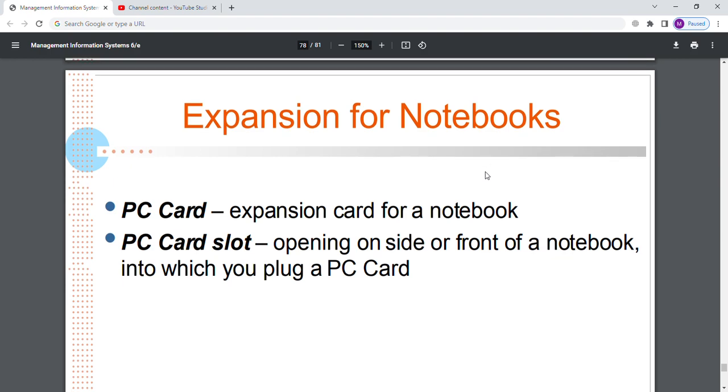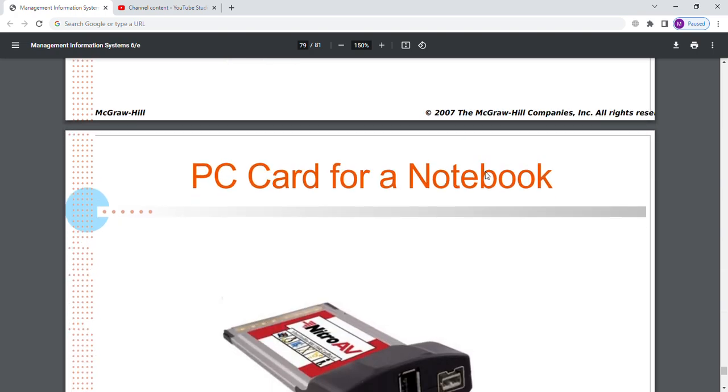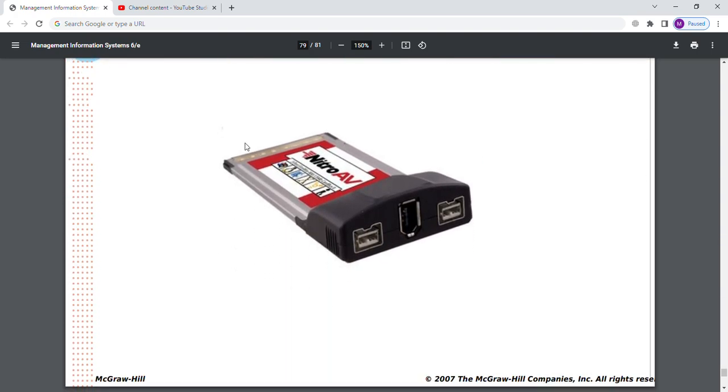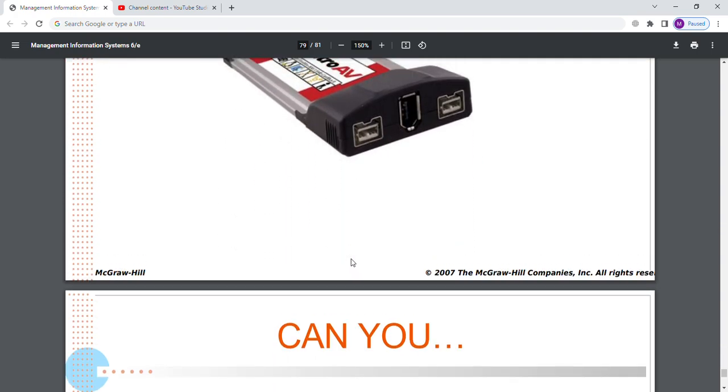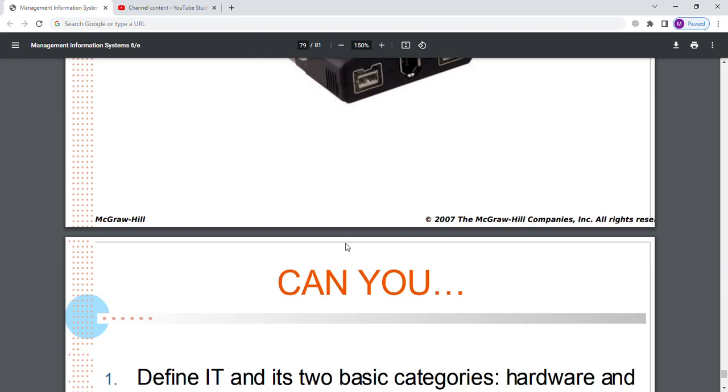Expansion for notebook: PC card, PC card slot. A PC card is basically an expansion card for a notebook. A PC card slot is an opening on the side or front of the notebook into which you plug a PC card. This is a PC card for notebook. I think you can use it.